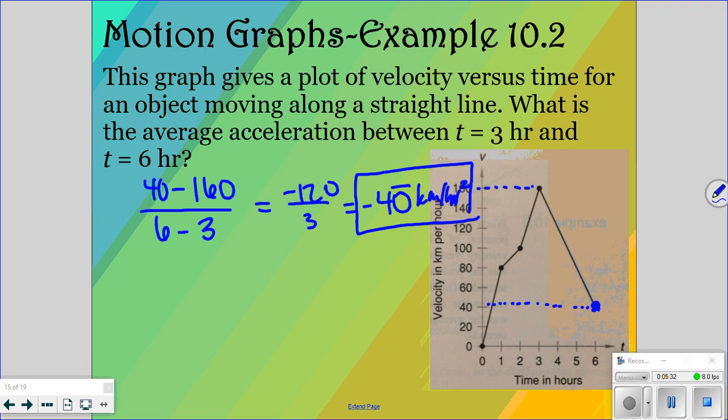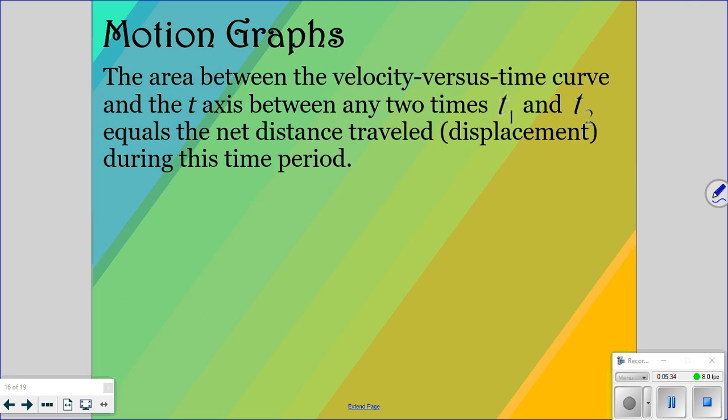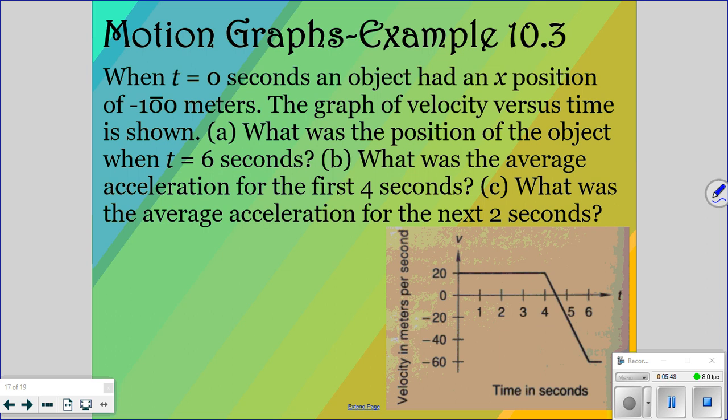Okay? So now we're going to look at the area between your velocity versus time curve and the t-axis between any two times t1 and t2. That's going to be the net distance that you traveled, your displacement during that period. So I think an example will help you with this one.